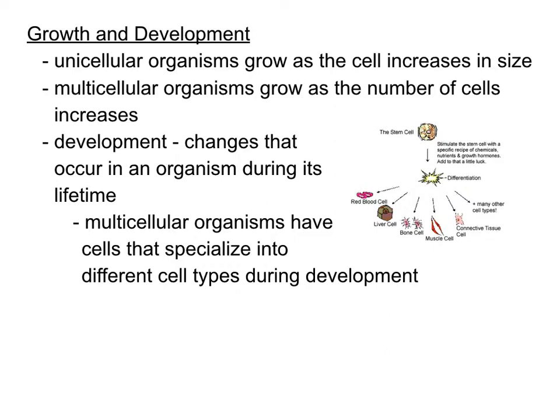So again, they go through differentiation to become like red blood cells and liver cells and bone cells and muscle cells and connective tissue cells and all the other kinds of cells that there are. So that happens in multicellular organisms.